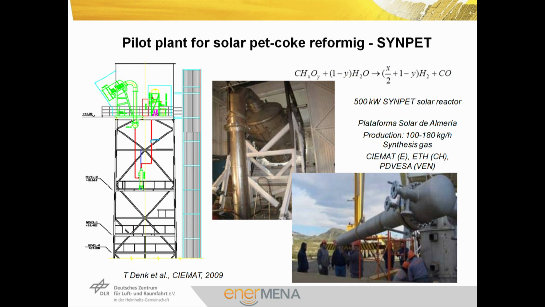The largest installation for reforming, however, was on a different process. In the SYNPET project, residues from oil refining were used to produce a syngas, and the reformer used there, also on the Plataforma Solar, but on the smaller tower, was a 500 kilowatt thermal reformer, and to my knowledge, it is the largest solar thermochemical plant already installed.